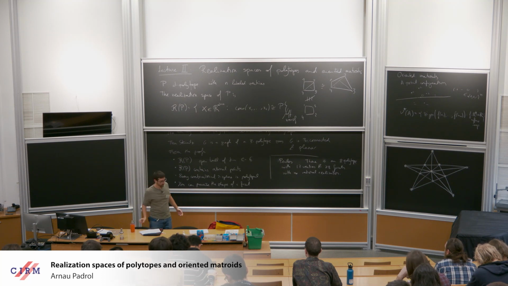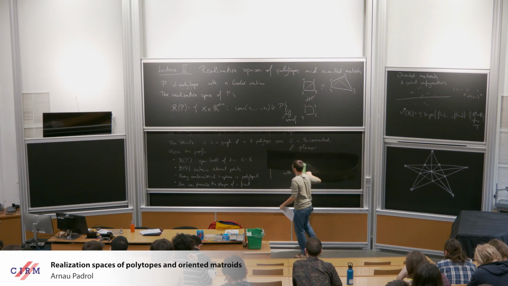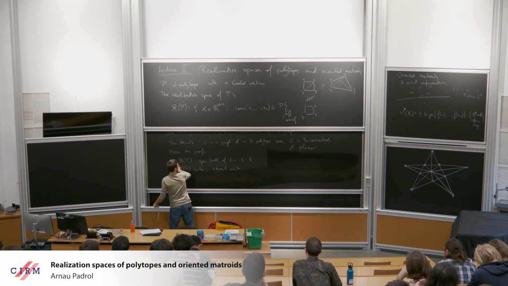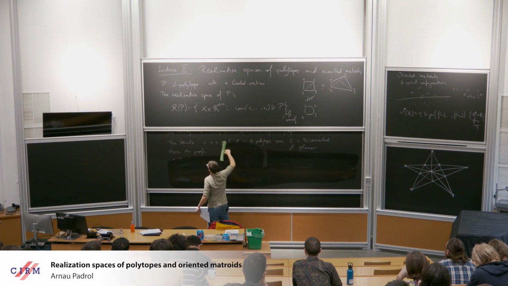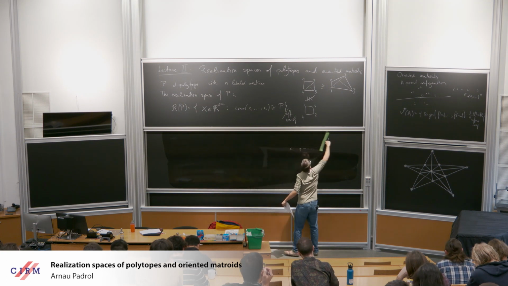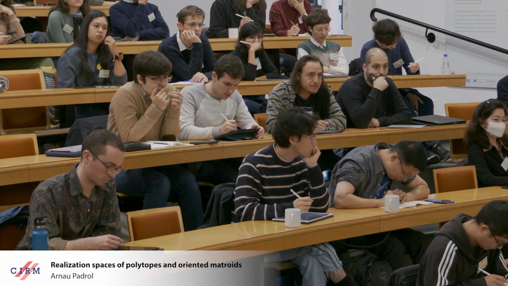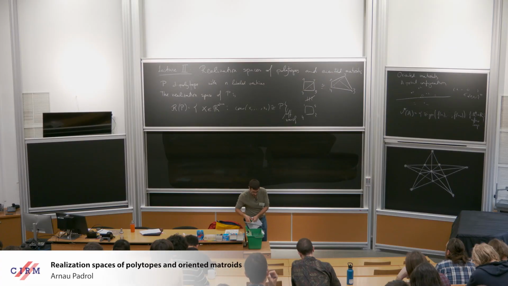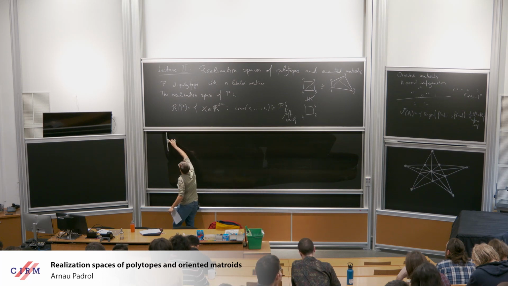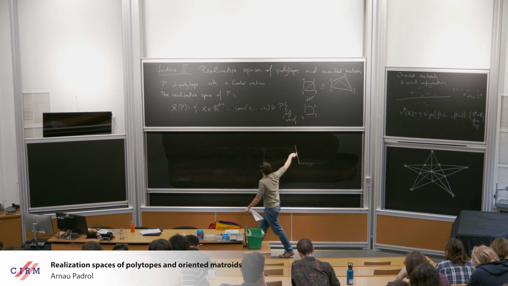And now what we want to do is to say a similar statement about a polytope. So far, I have only an oriented matroid. And there is a trick due to Lawrence that lets you encode an oriented matroid inside the face lattice of a polytope.